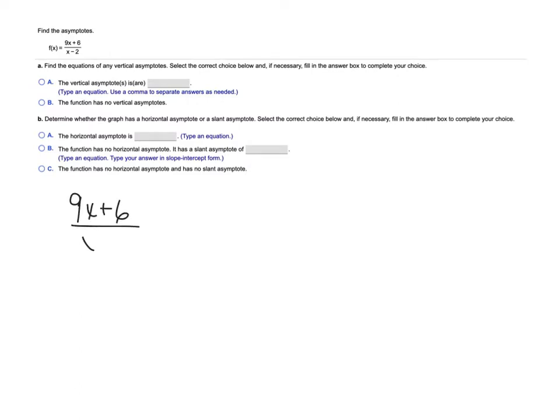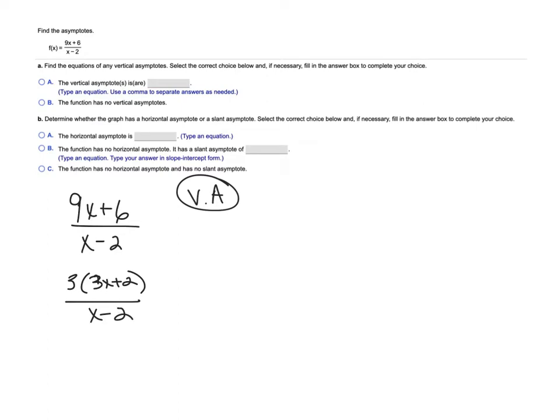Remember with vertical asymptotes, this is for the vertical, it's always in the form of x equals. All you do is you look at the denominator and it's where it equals 0. But you first have to simplify the function. It's very, very important. So see if the function factors. In the top, you can take out, let's see, a 3. And that gives you 3x plus 2?